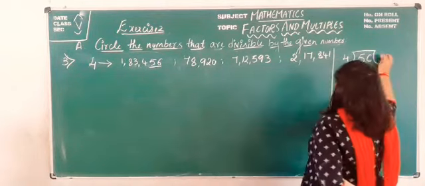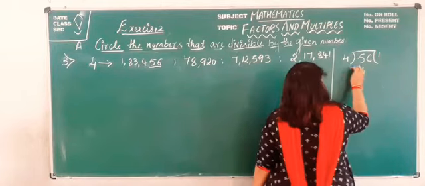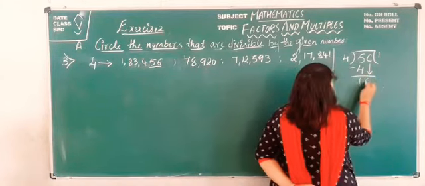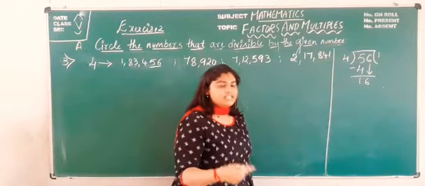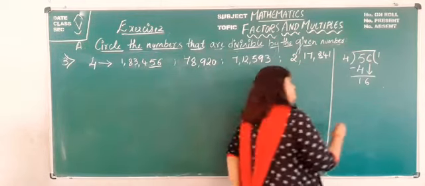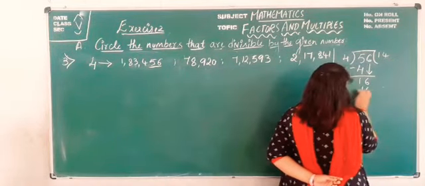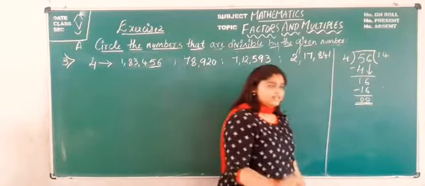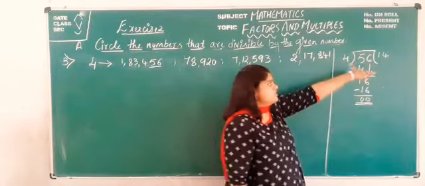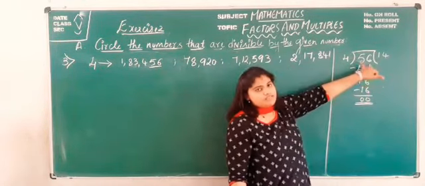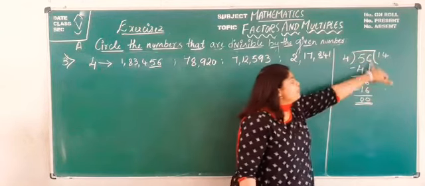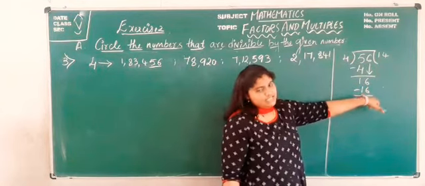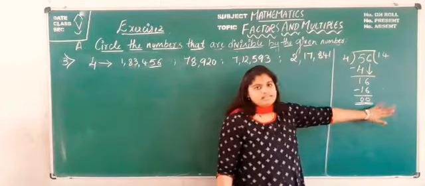So what will we do? 4 ones are 4. What is 5 minus 4? 1. Next, bring one digit down. Now, is 16 divisible by 4? Yes, 4 fours are 16, which gives us 0 as the remainder.